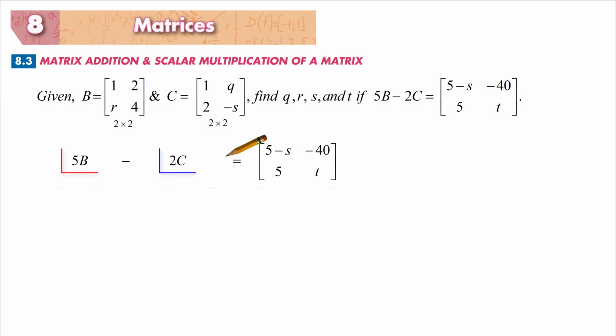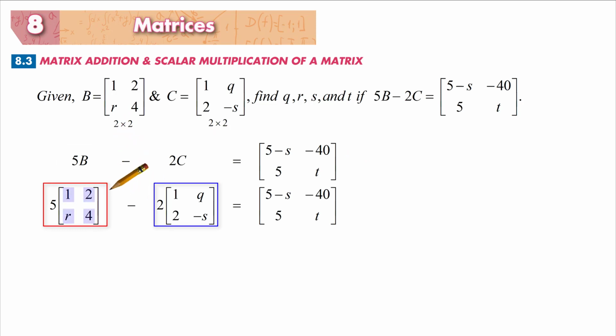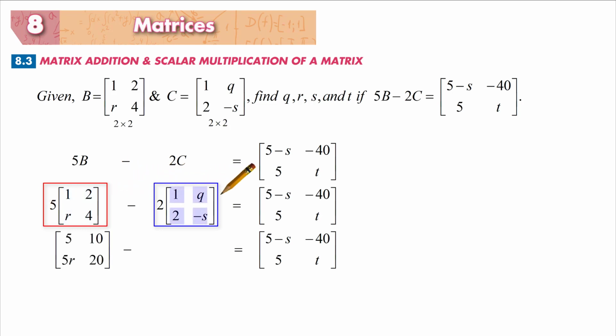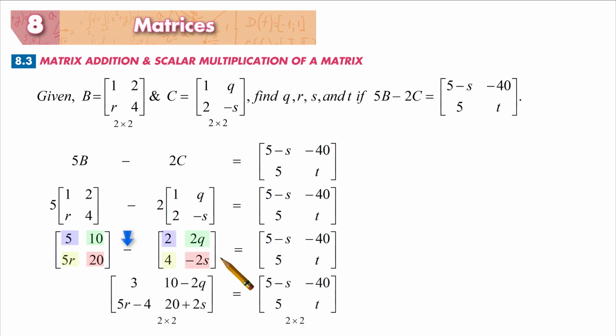Then begin by simplifying 5B minus 2C in the left-hand side by putting in the two matrices. Every element in B is multiplied by 5, and every element in C is multiplied by 2. The resulting two matrices are of the same order, and the mathematical operator here is a subtraction. Therefore, every element in the first matrix is subtracted by the corresponding element in the second matrix, giving us a 2 by 2 matrix with numbers and expressions with unknowns in them.